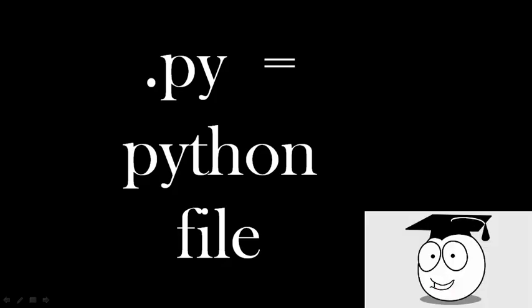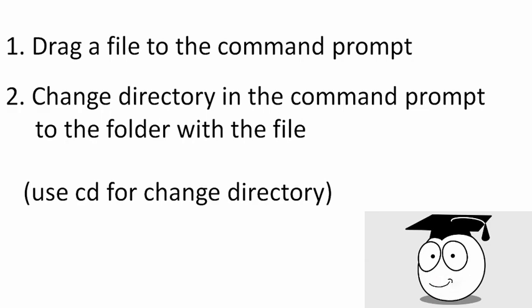We're going to watch a small video that lasts about 1 minute. In this, we're going to create a Python file, we're going to name it, and then we're going to drag it into something called a command prompt, where we can run that file. In the command prompt, we're going to use the path to go to the folder where the file is, using cd for change directory, and then we're going to write the file name to run the program.